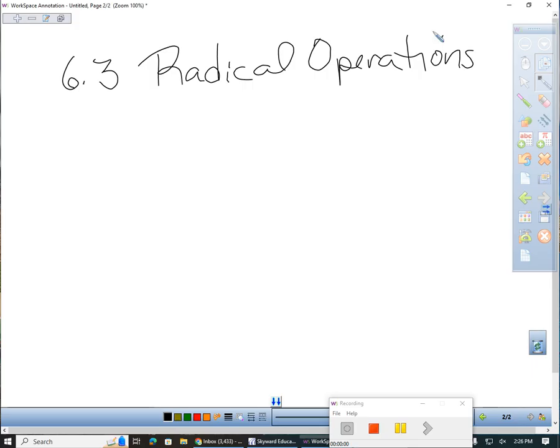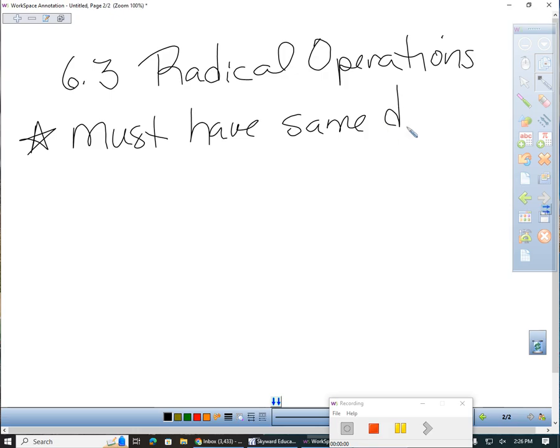So, first thing I want to remind you, we can only perform any of these operations if they have the same dimensions. They must have the same dimension. No matter whether we are adding, subtracting, multiplying, or dividing, they must have the same dimension.